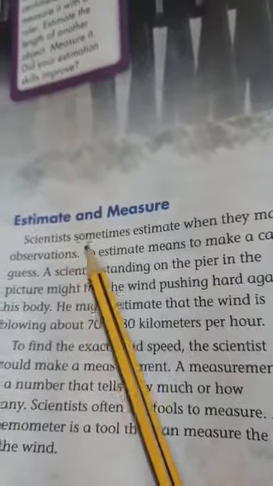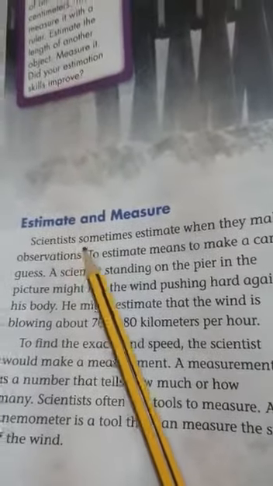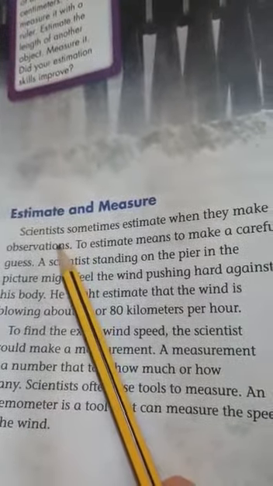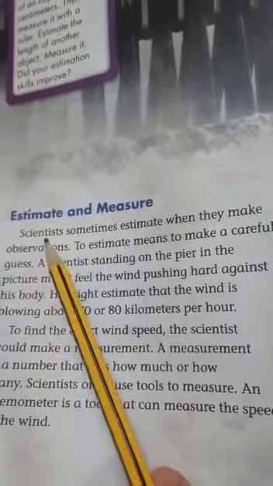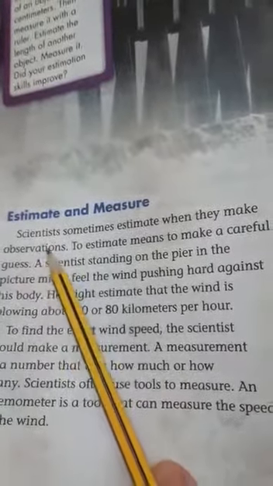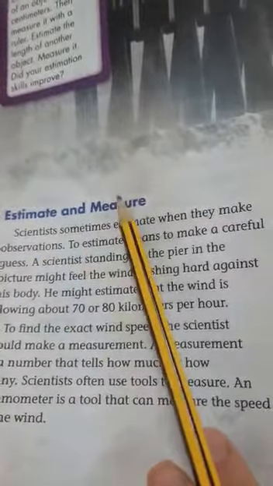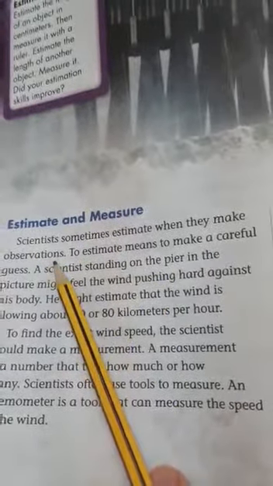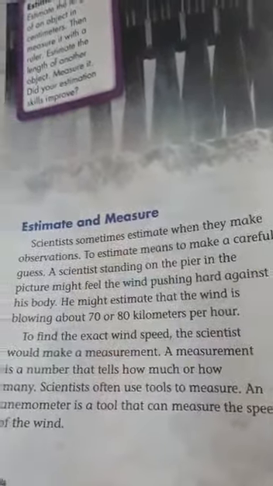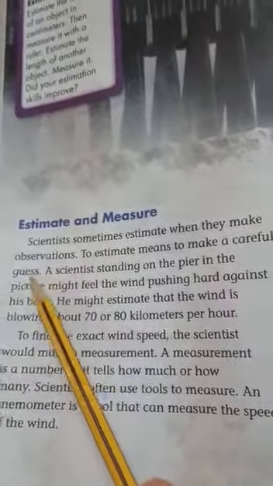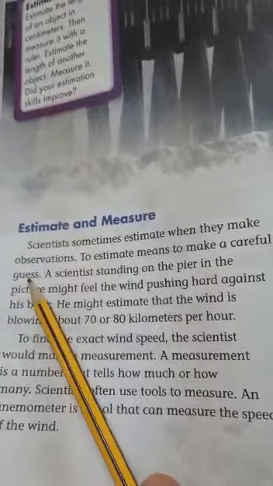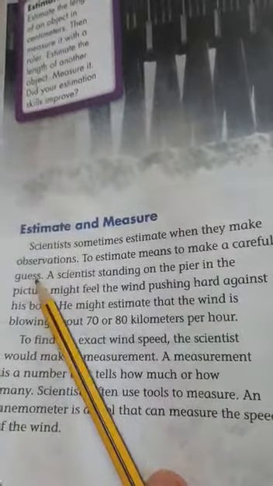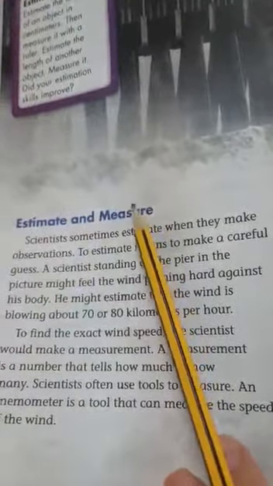Scientists sometimes estimate when they make observations. What does that mean? It means they use their opinions or thinking about something without measuring, without using tools, only with observations. To estimate means to make a careful guess. Again, it's to think, to give your opinion about something without measuring or using tools.